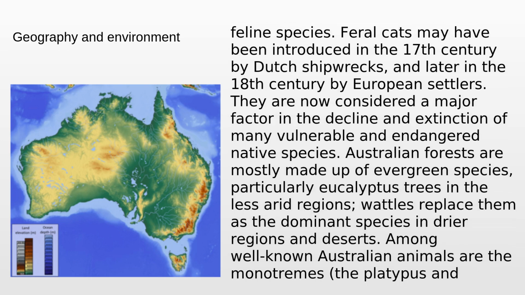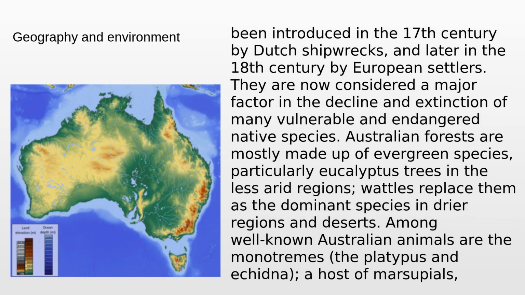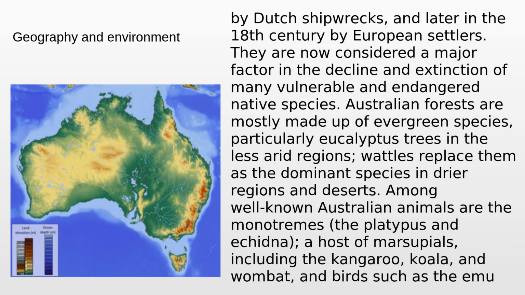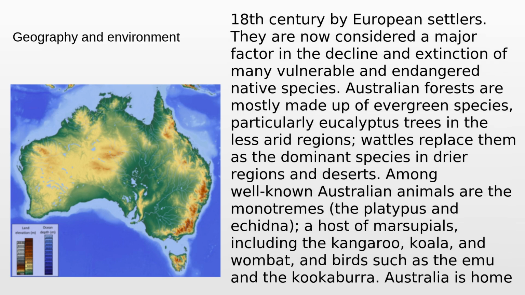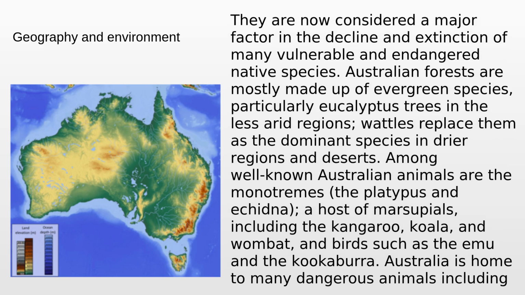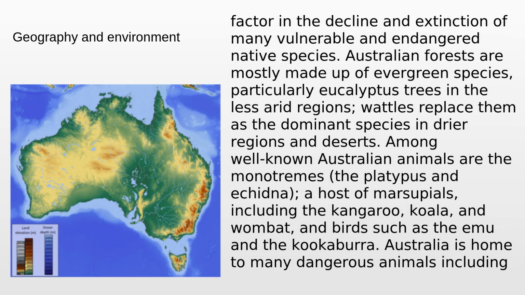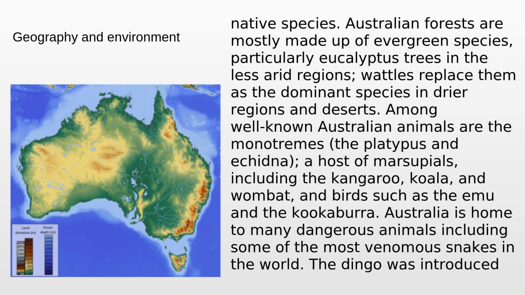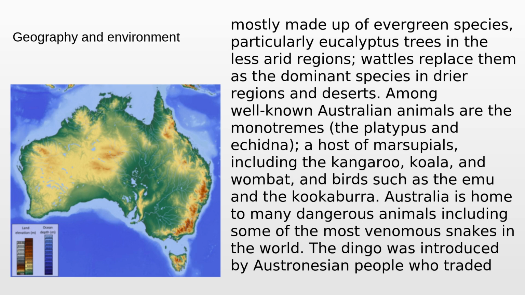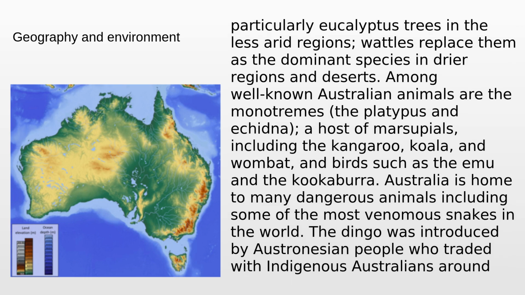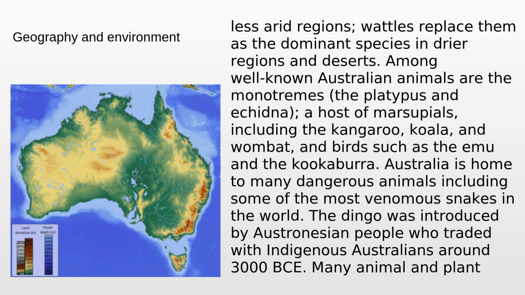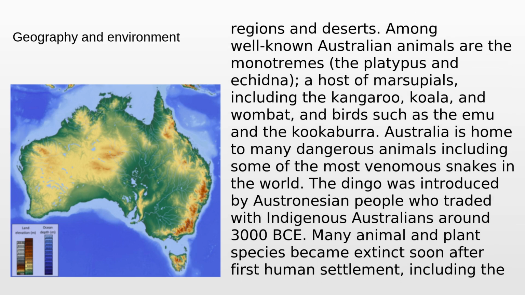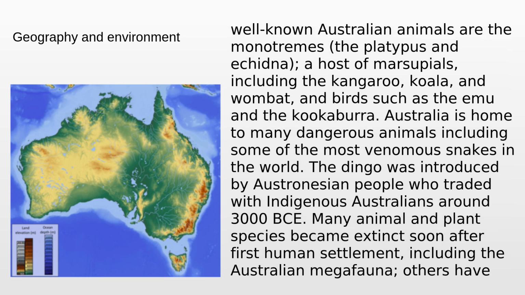Besides Antarctica, Australia is the only continent that developed without feline species. Feral cats may have been introduced in the 17th century by Dutch shipwrecks, and later in the 18th century by European settlers. They are now considered a major factor in the decline and extinction of many vulnerable and endangered native species. Australian forests are mostly made up of evergreen species, particularly eucalyptus trees in the less arid regions. Wattles replace them as the dominant species in drier regions and deserts.